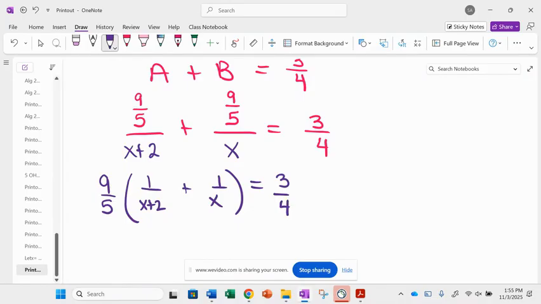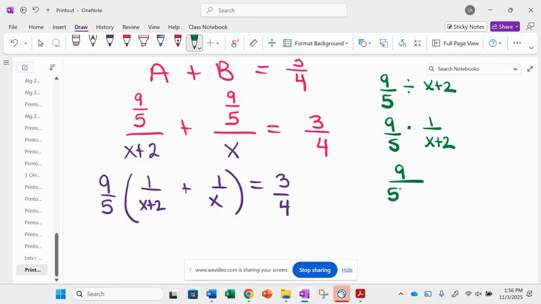Let's say you didn't recognize that you could pull out that 9/5. Well, do we agree that each of these fractions is, for like the first one, 9/5 divided by X plus 2, which is the same as 9/5 times 1 over X plus 2, which is the same as 9 over 5 times X plus 2. So you could write it that way if you wanted to. But isn't it a lot easier to pull out that 9/5? Because now I can just divide by 9/5 on both sides.